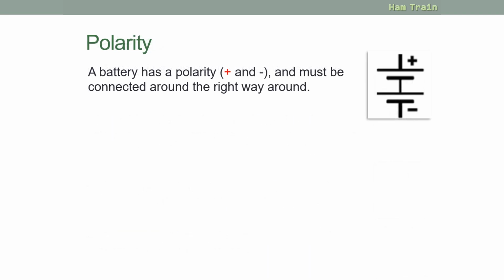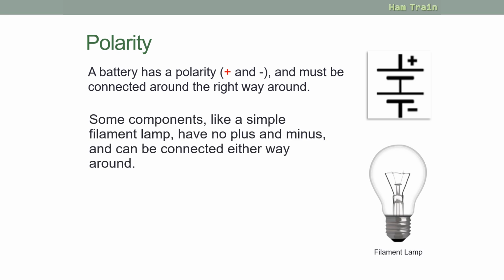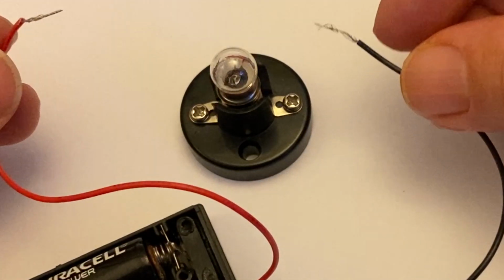A look next at polarity. A battery has a polarity, normally indicated by a plus and a minus, or red and black. And a battery must be connected round the right way. Some components, such as a simple filament lamp, have no plus and minus, and can be connected into a circuit either way around. Here's a quick demonstration that a filament lamp can be connected in either polarity.